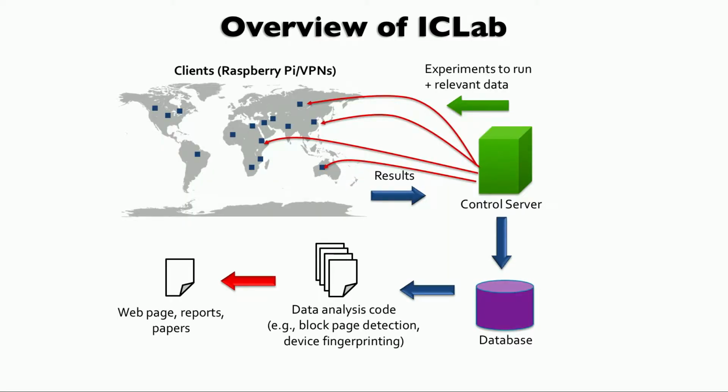So the data comes back, we put it in our database, and then we run different sorts of data analysis code. So we might do block page detection. Surprisingly, this was not a solved problem when we started working on this, figuring out automatically that you actually couldn't access the web page. Also fingerprinting specifically which censorship product is being used. And then these results and analysis are output and produce web pages, white papers, peer-reviewed reports about our findings, and so on. Okay, so this is a high-level view of ICLab.